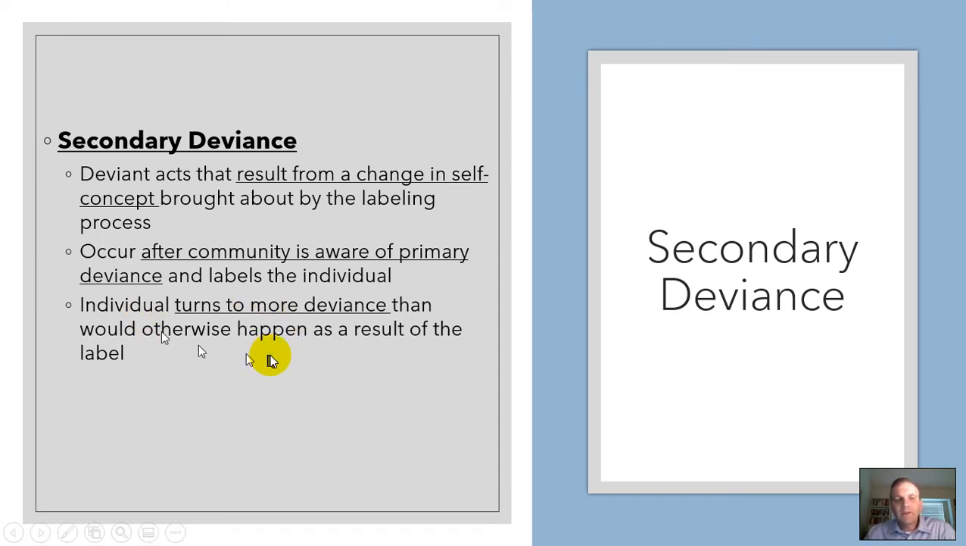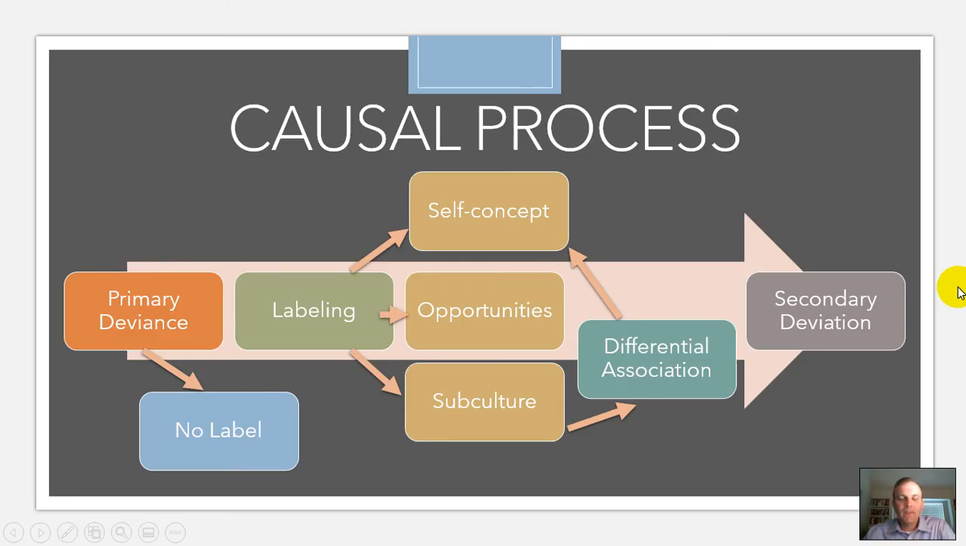So the individual may turn to more deviance than would otherwise happen as a result of the label. Old Bobby Joe doesn't care anymore. Well, they already think I'm a thief, I might as well go steal some more stuff. Or they already think I'm doing all these drugs, might as well continue to do some more. So this is kind of the causal process, how it all plays out.